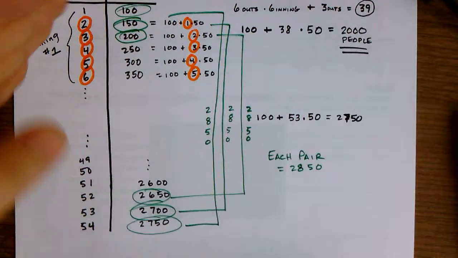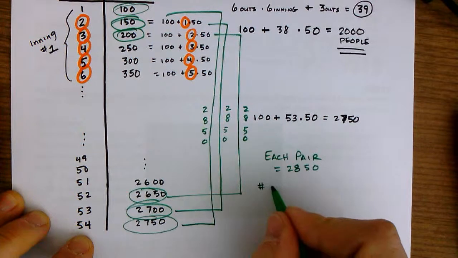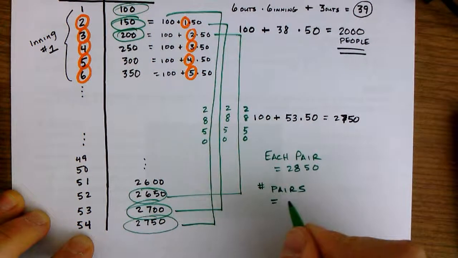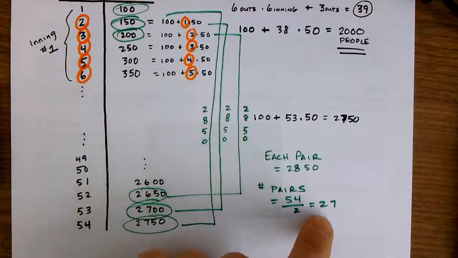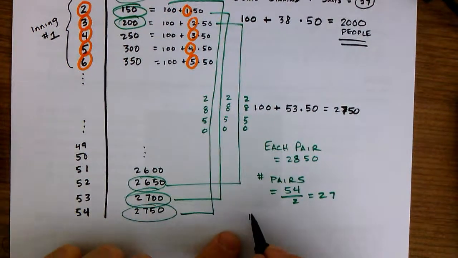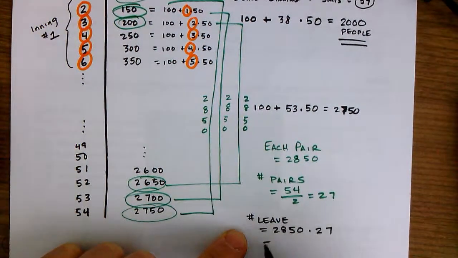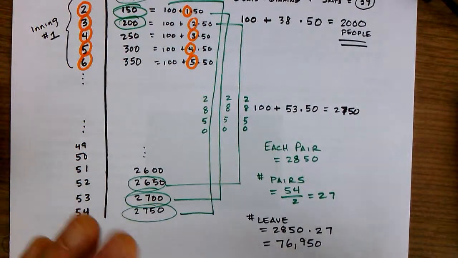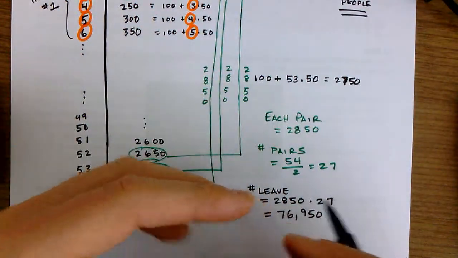We also know the number of pairs that we have. We start at 1, we end at 54, so the number of pairs equals 54 divided by 2, which is 27. So if we have 27 pairs and each one of them is 2850, the number that will leave is going to be equal to 2850 times 27, which gives us 76,950 people, which incidentally is more than Comerica Park holds.